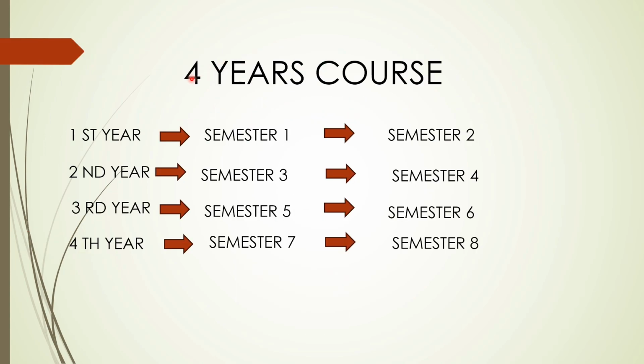BSc Hons Agriculture is a 4-year course. It can be divided into 4 years: first year semester 1 and semester 2, second year semester 3 and semester 4, third year semester 5 and semester 6, and fourth year semester 7 and semester 8. In semester 7 mainly the RAWE. RAWE stands for Rural Agricultural Work Experience, and in semester 8, ELP. ELP stands for Experiential Learning Program.